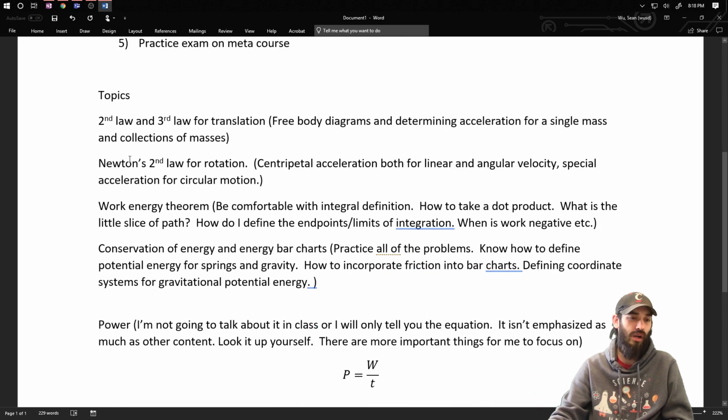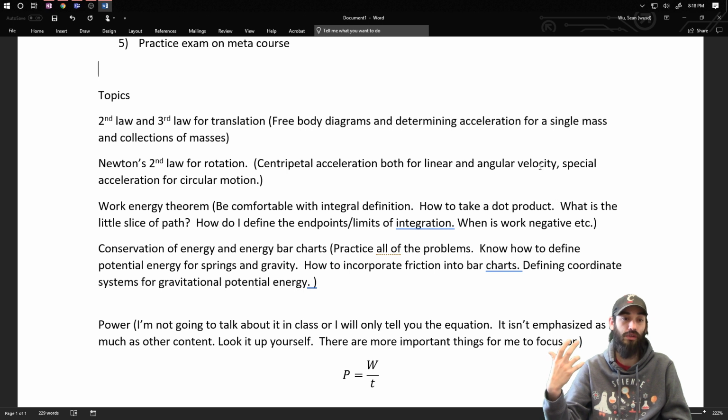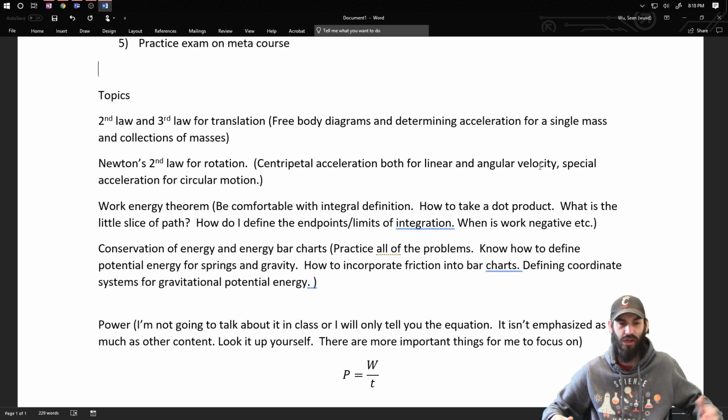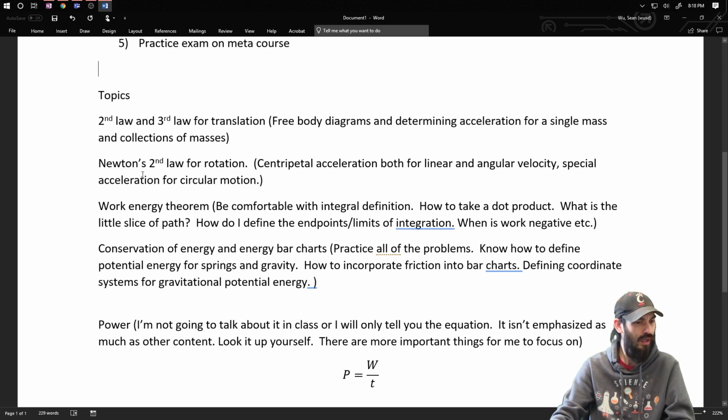Okay, so Newton's second law for rotation, centripetal acceleration, both for linear and angular velocity. That's the v squared over r and the r omega squared, and the special acceleration that you have for circular motion being the centripetal acceleration. So you know that when you're applying Newton's second law for rotation, you can evaluate the acceleration in the radial direction by saying it's the centripetal acceleration, or well, the negative centripetal acceleration for the way that things are defined, but you guys know what I'm talking about.